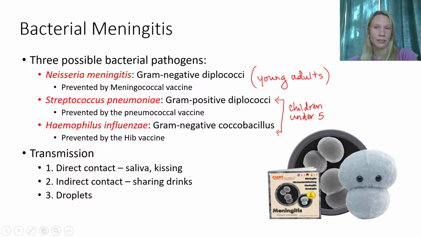Or droplet transmission. So if somebody is coughing with meningitis, they can spread that to people in close proximity to them. Portal of entry, nose and throat. Okay.